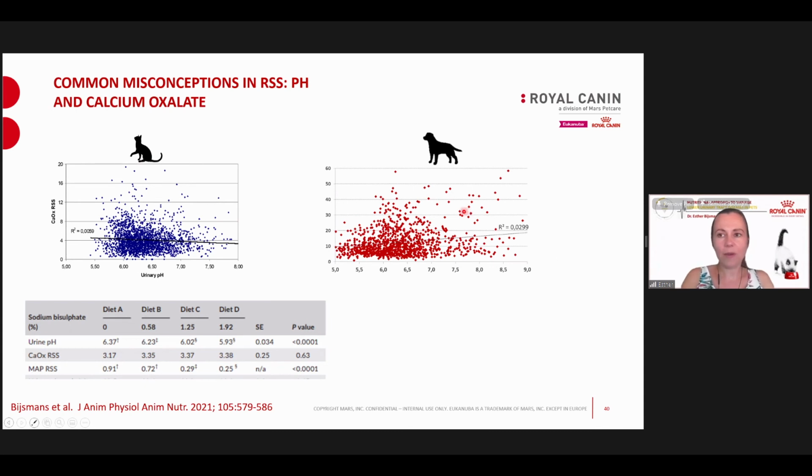And a recently published study by me actually looked at this in a more standardized way. So we fed 4 different diets, and we added to these diets sodium bisulfate to acidify them gradually. And you can see that happening in the urine pH, and you can see that the calcium oxalate RSS does not change whatsoever, whereas the struvite RSS significantly decreases over time.